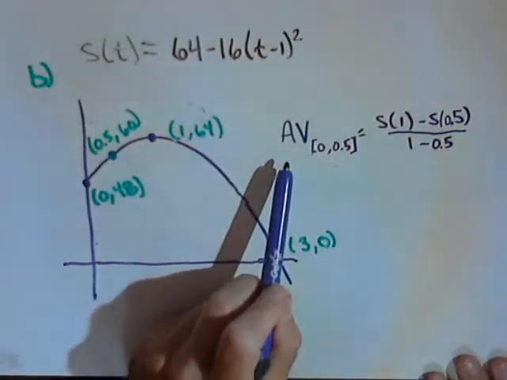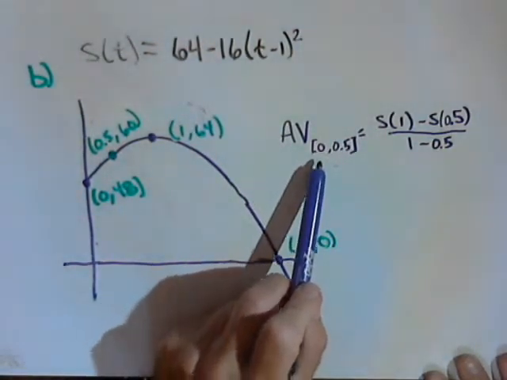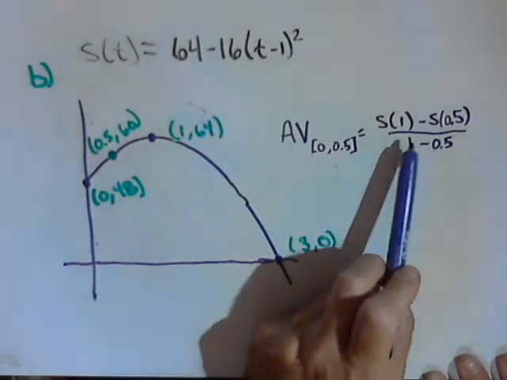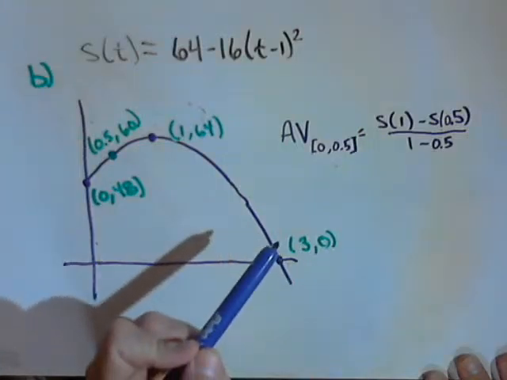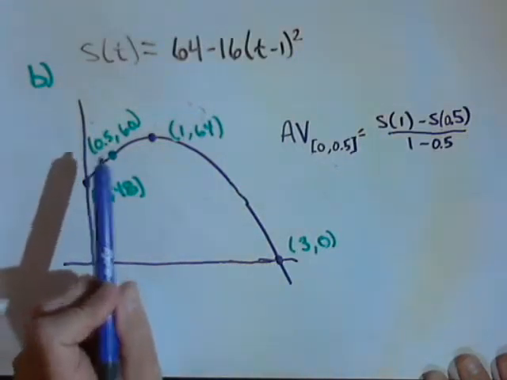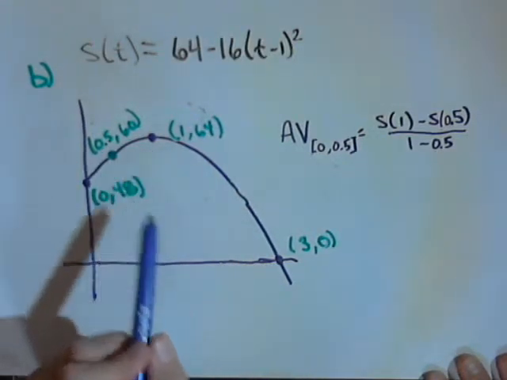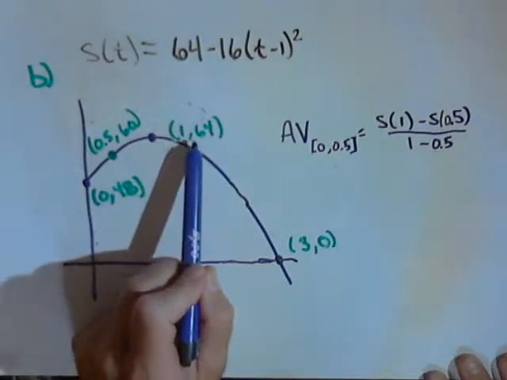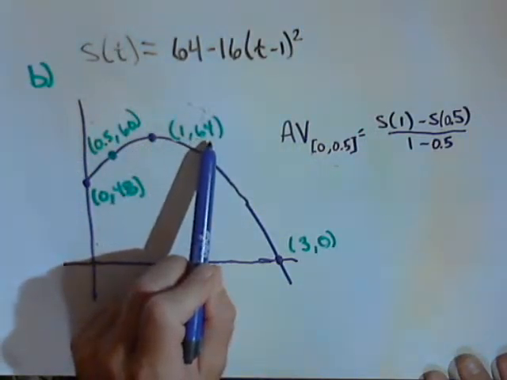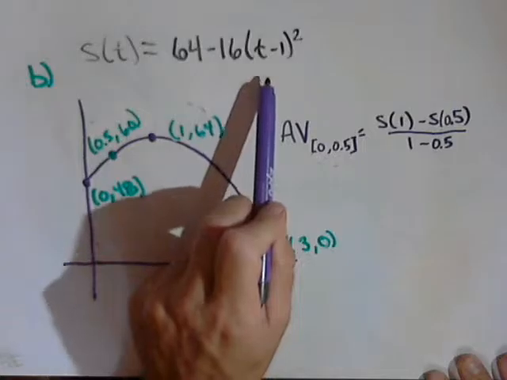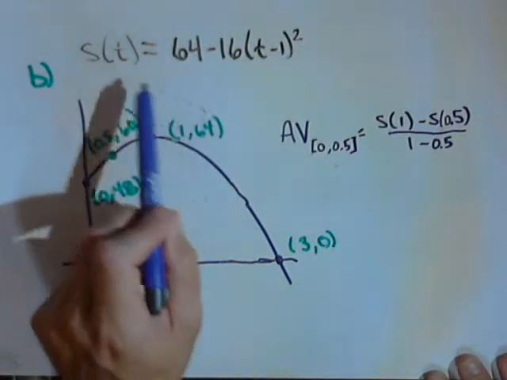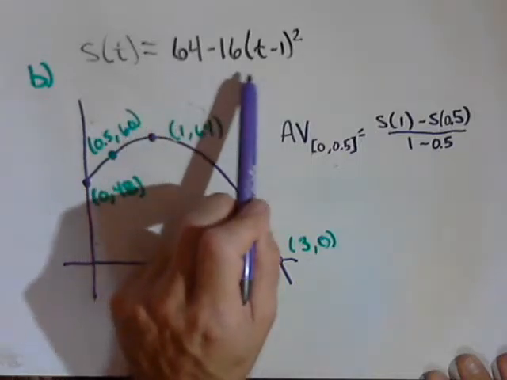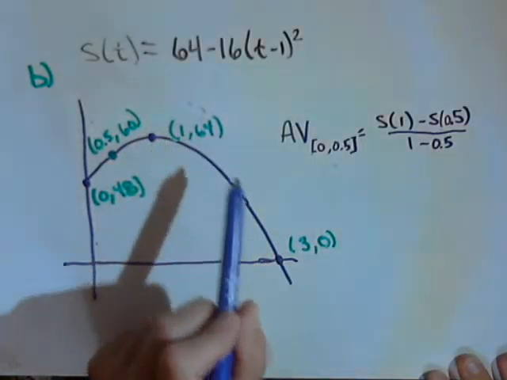Part C asks us to consider the expression average value between 0 and 0.5, and it gives us our difference quotient. So what it's asking us to do is find the average value between 0.5 and 1. Well, we're going to need the outputs. I went ahead and calculated the point at 1. It's 64 by plugging 1 into my function. If we plug in 0.5, s of 0.5 is going to give us 60 if you calculate that.